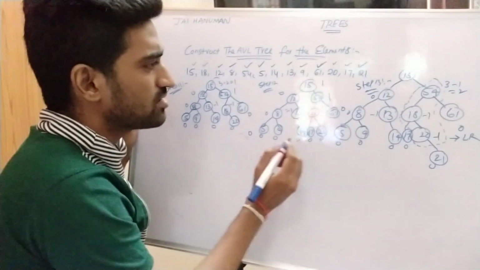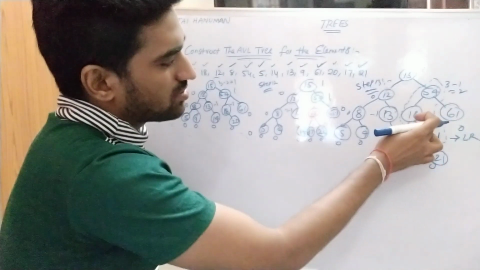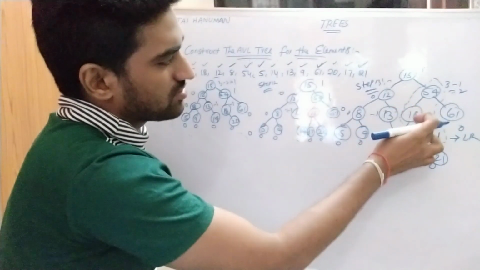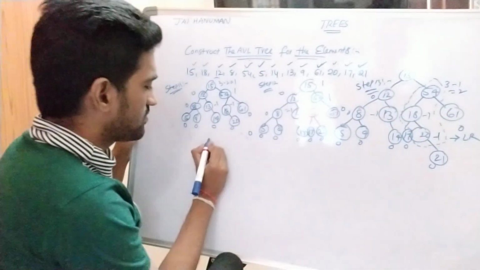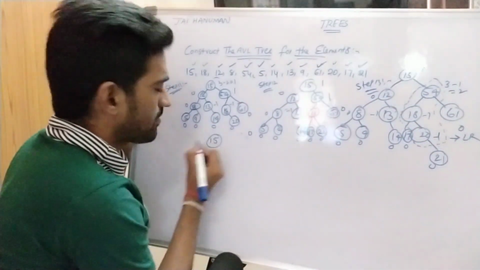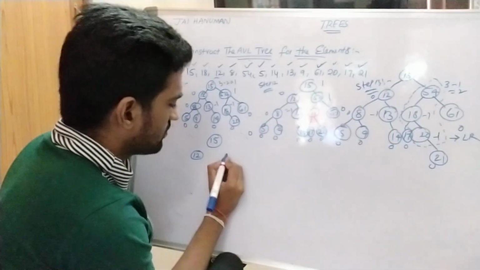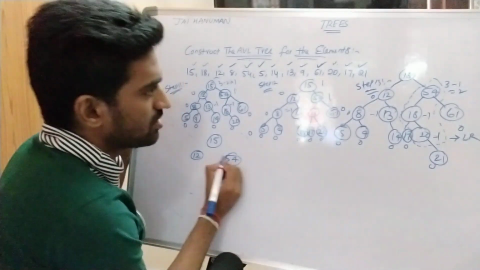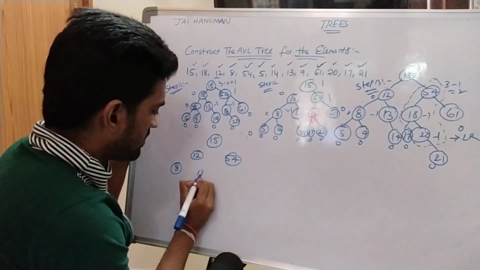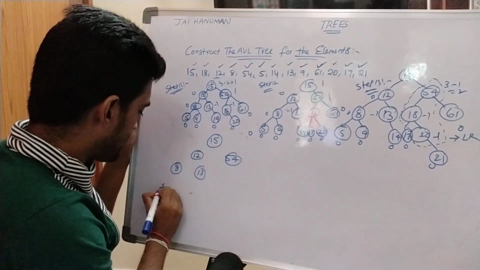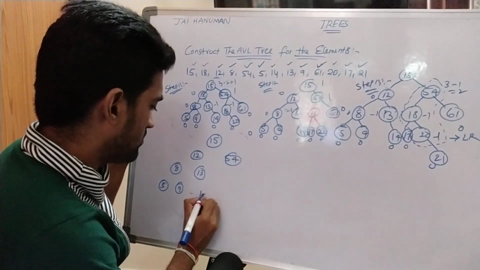So in LR rotation, in the first step we move in the left direction. So here this node is moved in the left direction. Now the tree becomes 15, 12, 54. So this tree is not affected. The same tree has been written. 8, 13, 5, 9, 14.